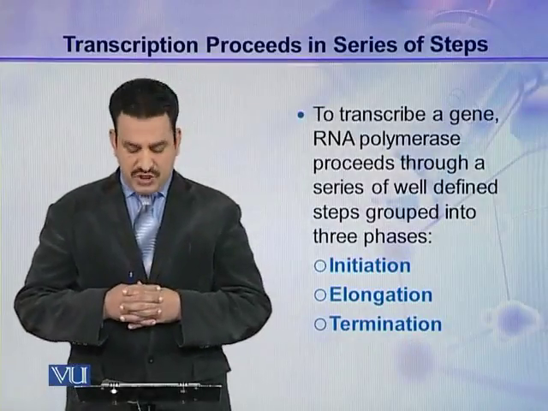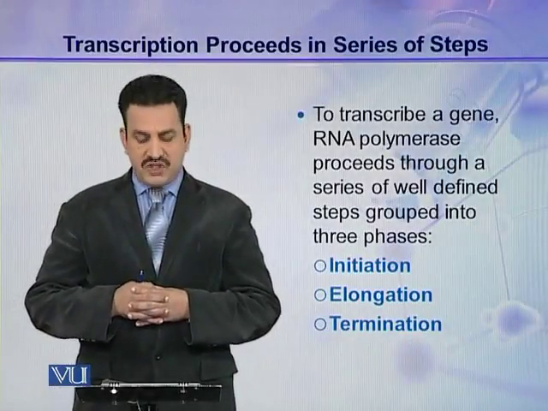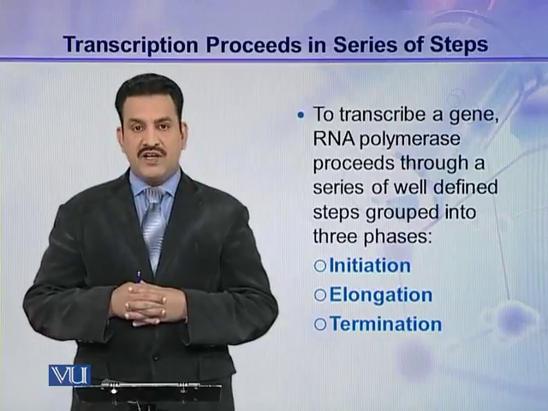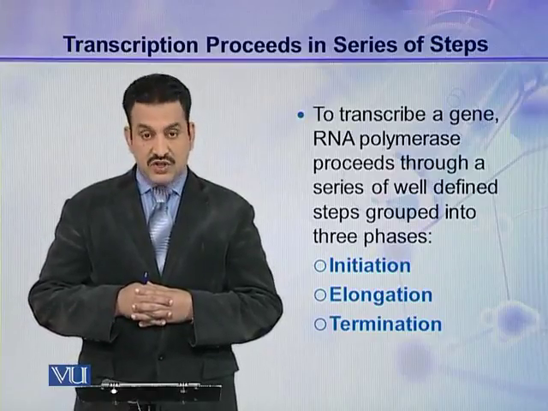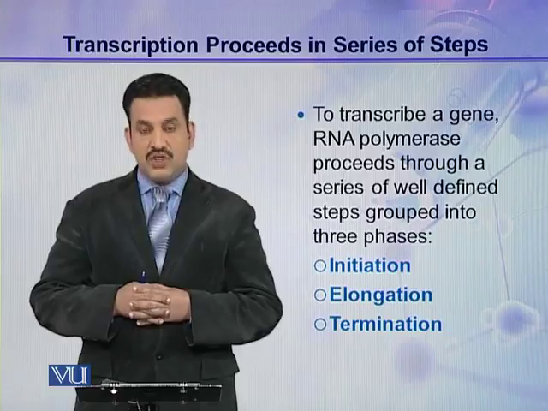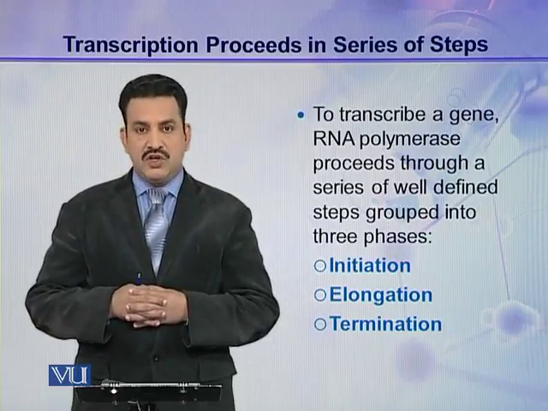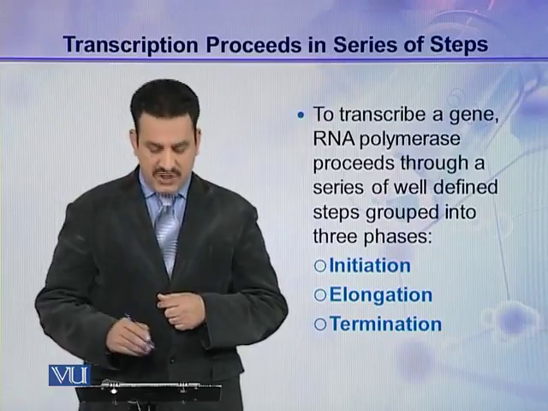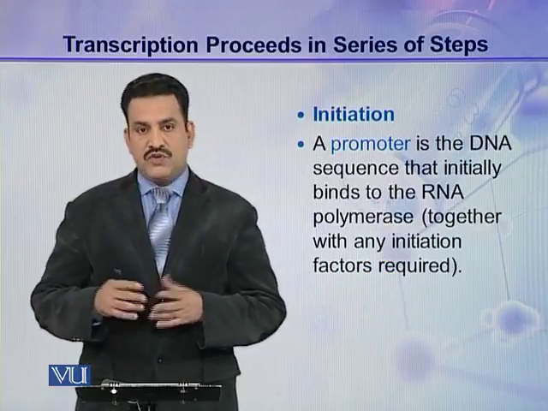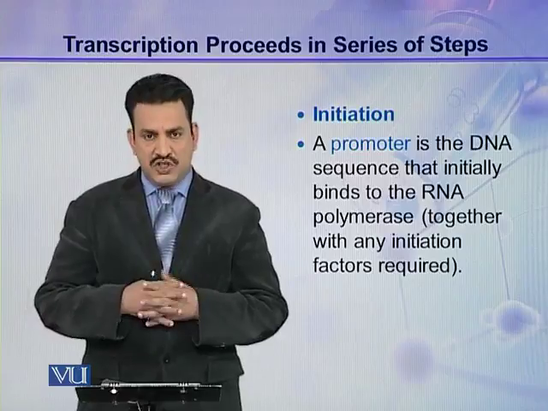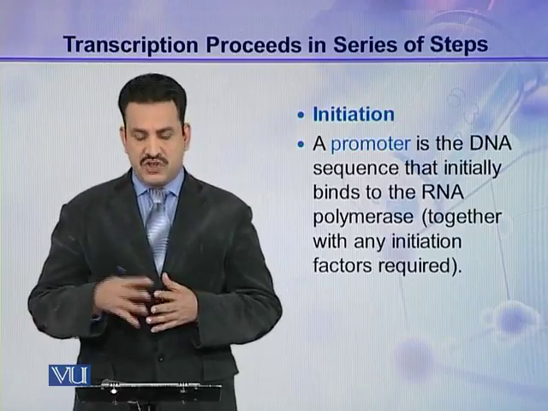To transcribe a gene, RNA polymerase proceeds through a series of well-defined steps, and all these steps are grouped into three phases: initiation, elongation, and termination. So first of all, let's see what initiation is. That is initiation of transcription.